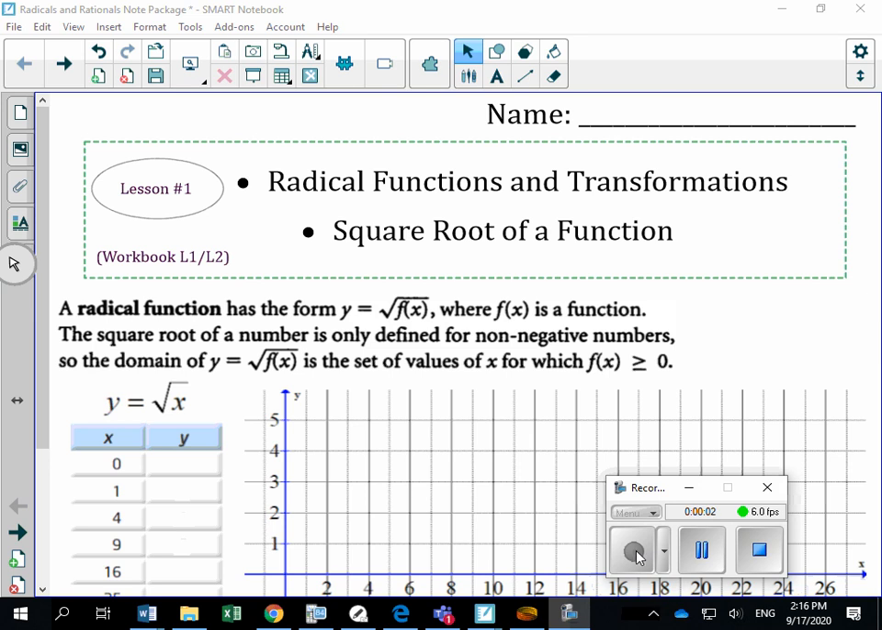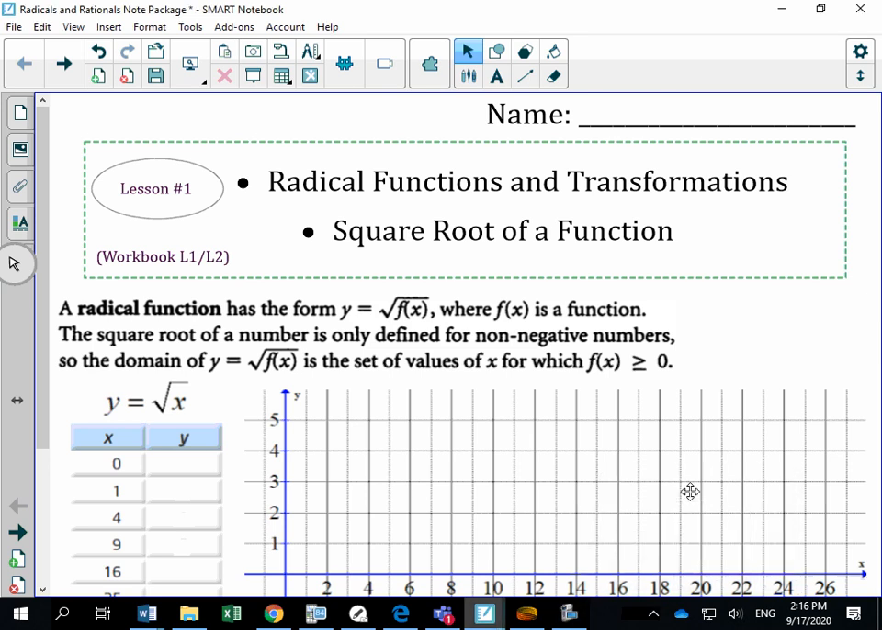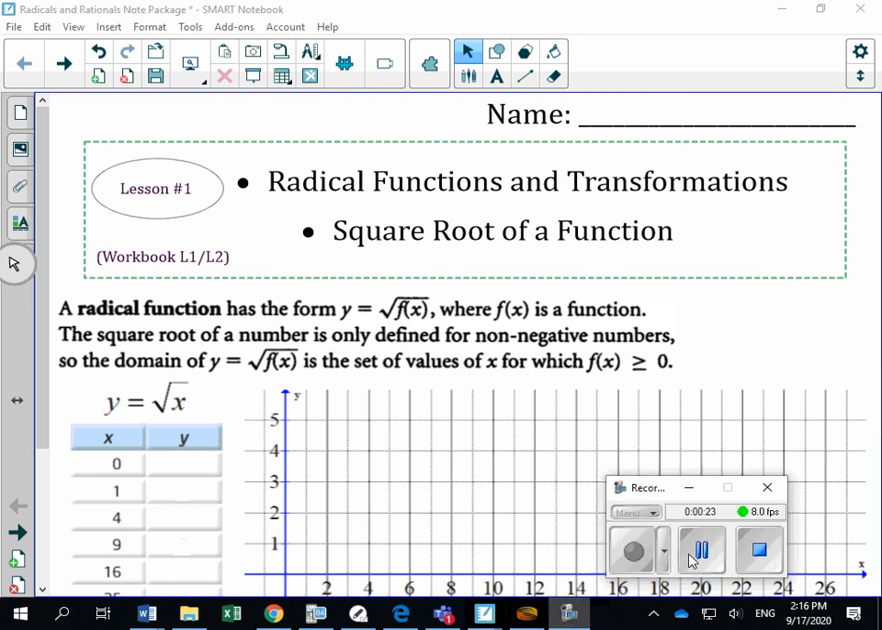Good morning, Math 30s. We're moving on to a new chapter, which is going to be called Radical and Rational Functions. This video will correspond to my note package, and the note package will be lesson 1 that we will go through in this video. At the end of this lesson, I'm going to do 2 challenging homework questions. So please make sure that you are watching for that as well.